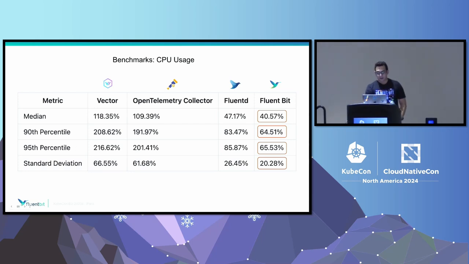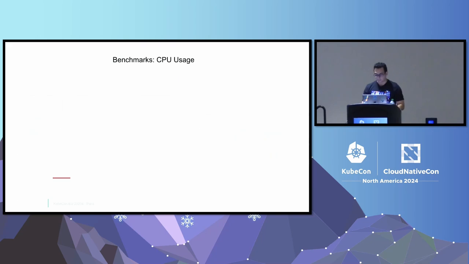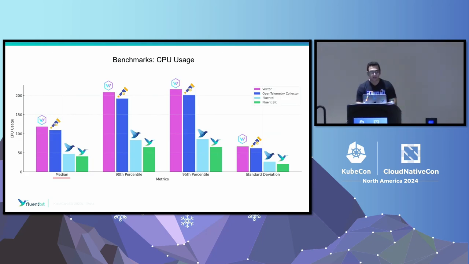We got different numbers here. What really is important is the median. The median tells you how this is working overall. It's not the average, because the average can always be very different. The standard deviation will also tell you how much fluctuation there is between the samples. Somehow Fluent Bit, with the default setup, was able to beat the others in CPU usage for this test. And this is how it looks on the chart. On the left, we have the chart for the median, then the 90th percentile, 95th, and the standard deviation.